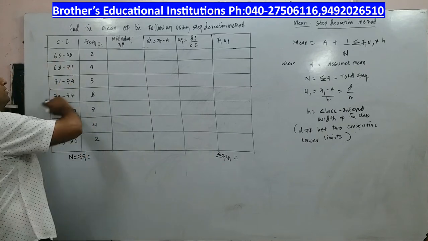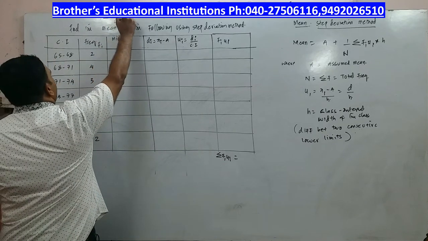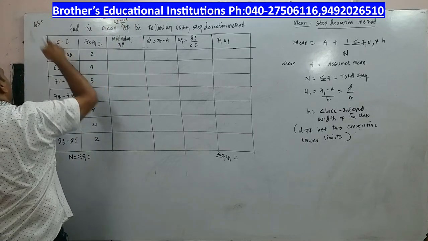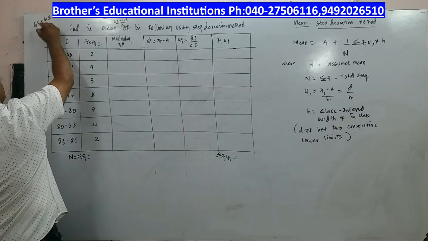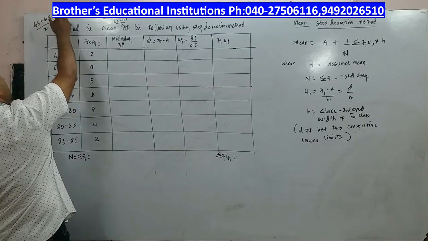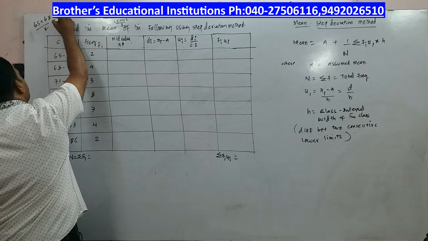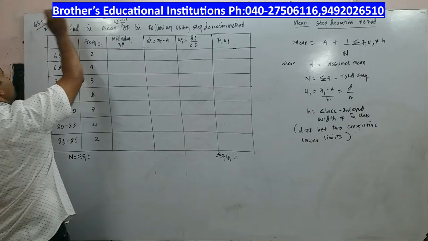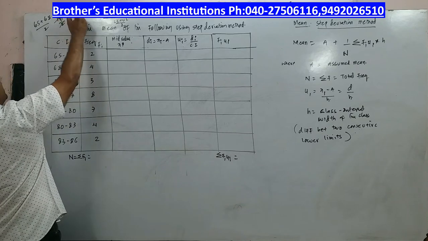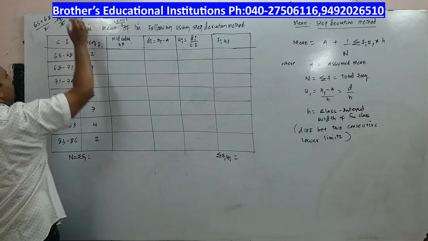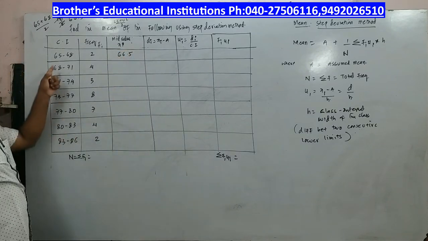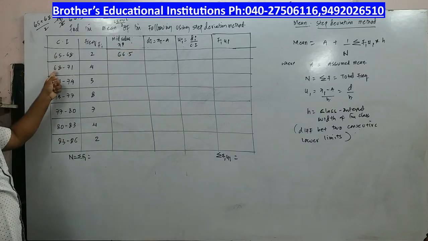How do you calculate the mid value? Lower limit plus upper limit by 2. What is the lower limit? 65. Plus what is the upper limit? 68, divided by 2. Let us add 60 plus 60, 120, plus 8 plus 5 is 13. 120 plus 13 is 133 by 2. So when I divide, 2 6s are 12, 1 carry, 2 6s are 12.5. So I get this as 66.5. Similarly, I have to calculate the mid value of this.